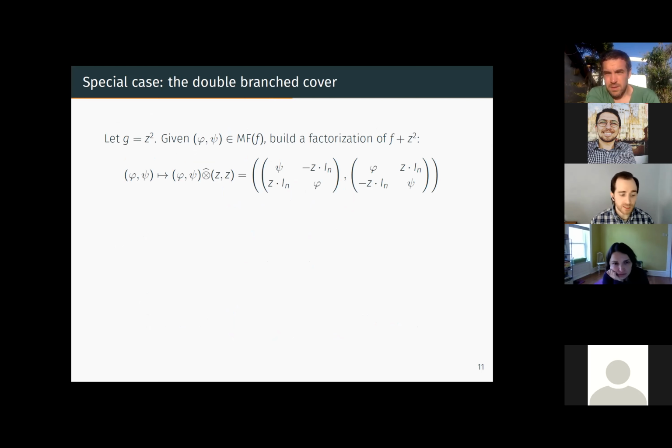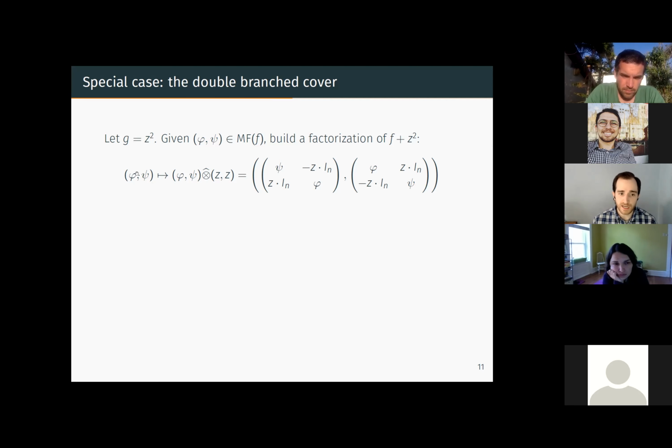Okay, so what we need to do for Knörrer periodicity is look at a special case of this. And this is really the factorization that Knörrer wrote down originally. So now we start with a fixed f that we're interested in, and we're going to add on z squared and get a matrix factorization of f plus z squared. So the tensoring thing allows us to do this very easily.